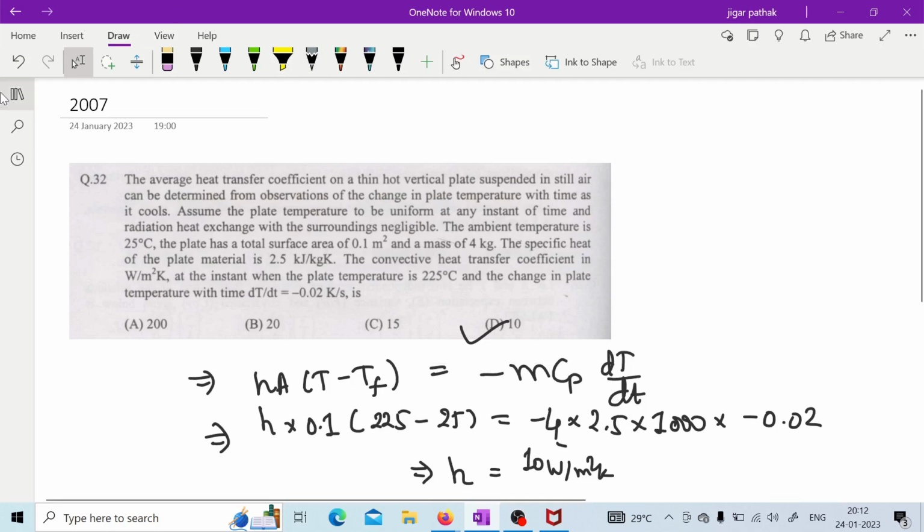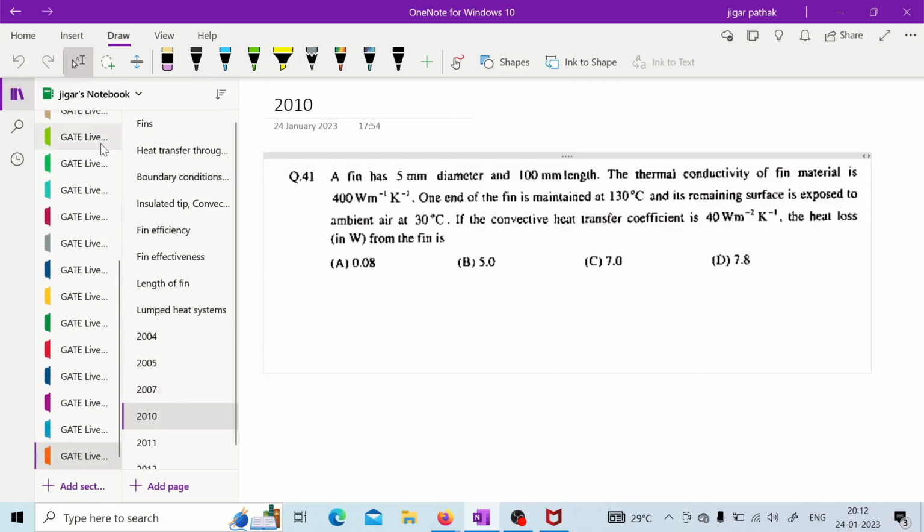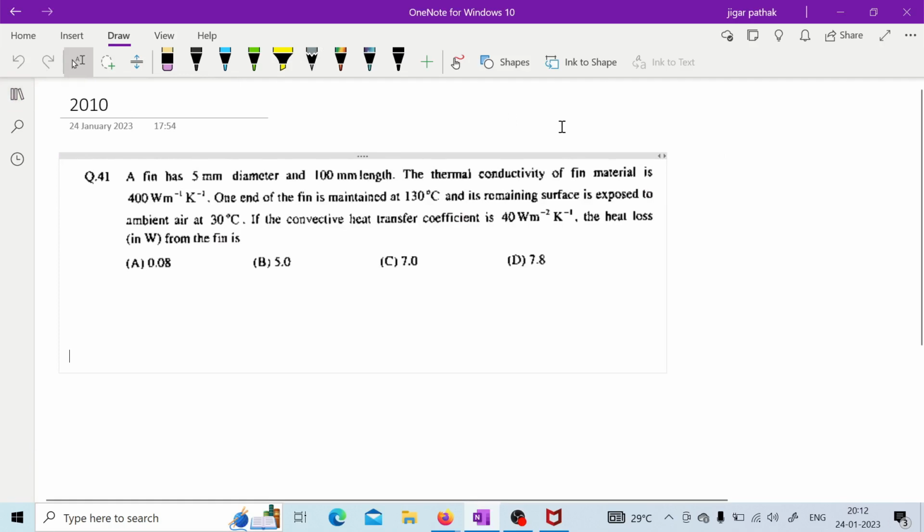Okay, now next let's see. A fin has 5 mm diameter and 100 mm length. The thermal conductivity of the fin material is 400 watt per meter Kelvin. One end of the fin is maintained at 130 degrees centigrade and its remaining surface is exposed to ambient air at 30 degrees centigrade. If the convective heat transfer coefficient is 40 watt per meter square Kelvin, then the heat loss from the fin is. Can you try this one?